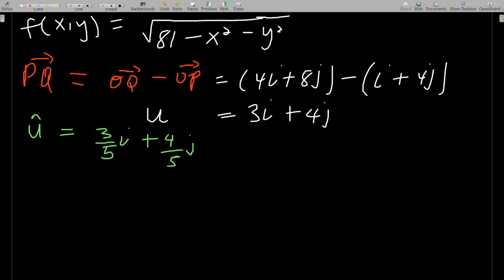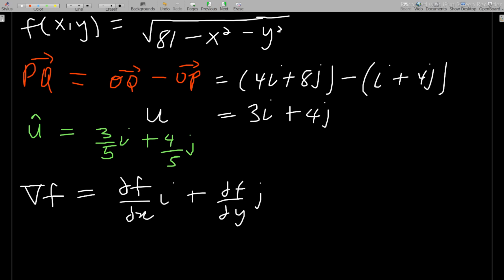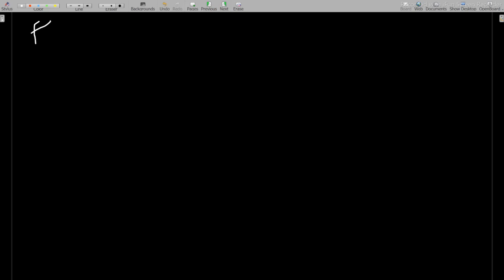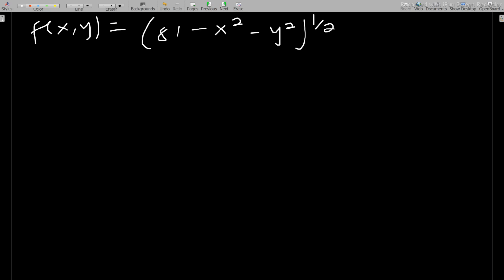Now what we need to do is find del f. We said it is del f del x i plus del f del y j, because it is in two dimensions. So you have to find del f del x, given f of x y being equal to, now I want to write it in bracket form, (81 minus x squared minus y squared) all to the half, so that when I differentiate I'll see clearly.